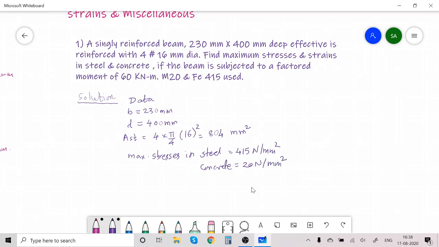And further it is mentioned that the beam is subjected to a factored moment 60 kilonewton. What is required? The required is actual stresses in steel and concrete. Stresses and strains. Actual stresses and strains in steel and concrete.